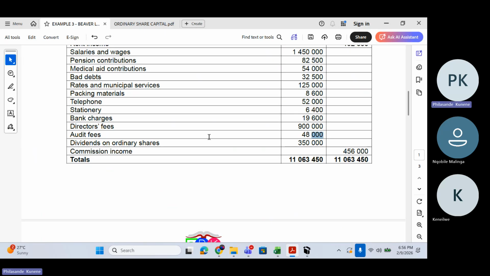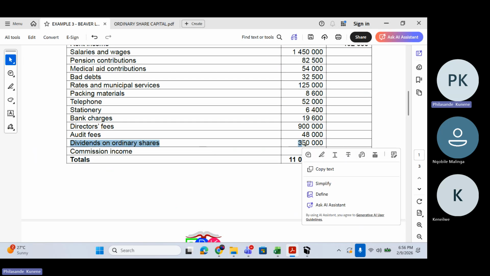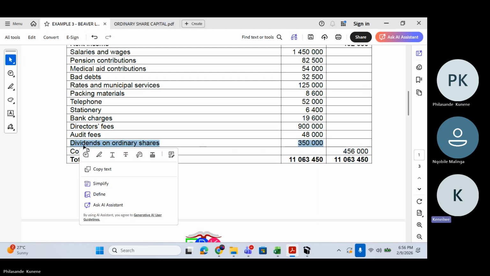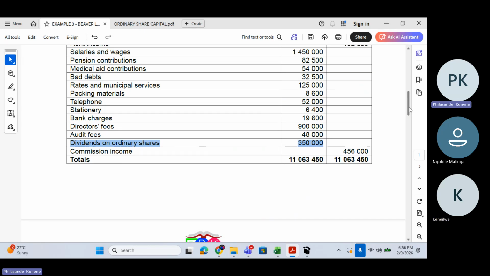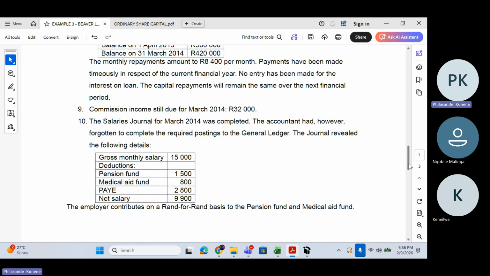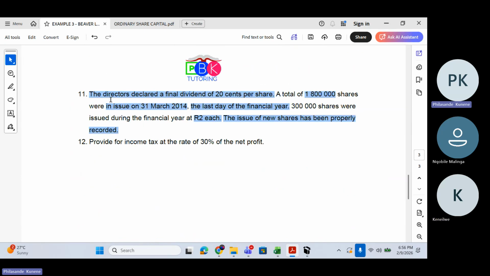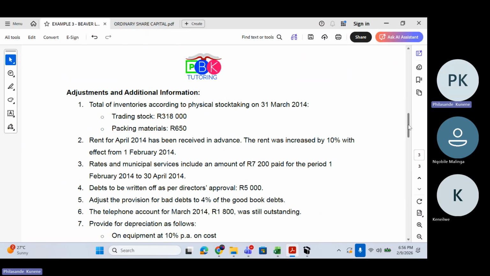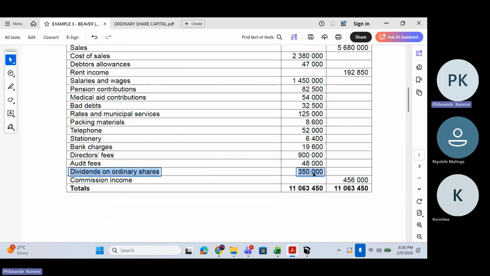Is it this one that is on the trial balance? Dividends on ordinary shares, 350,000. Can you see here? So this will be our interim dividend. Sometimes they will tell us in a transaction. In this transaction, they didn't say anything about interim dividends. They told us about final dividends of 20 cents per share. But sometimes in exam question papers, they are going to tell us how much interim dividends were paid during the year. In this scenario, this is what we can see on the trial balance, 350,000 rands dividends on ordinary shares.